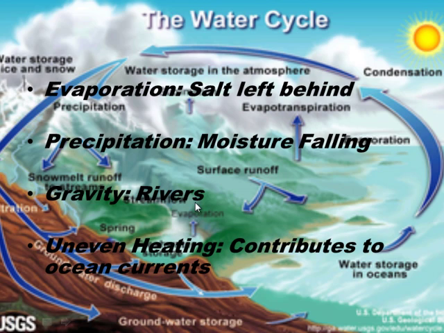Uneven heating contributes to ocean currents. Gravity causes rivers. All water runs downhill, folks. Maybe sometime, next time you look at a river, think about the direction that water is flowing is downhill. It might not look like it, but it is going down. It is going to a lower elevation. Always. No rivers flow uphill unless they're man-made. Evaporation, so that's the salt left behind. Precipitation, some of this stuff you probably learned a long time ago. Putting those things together.